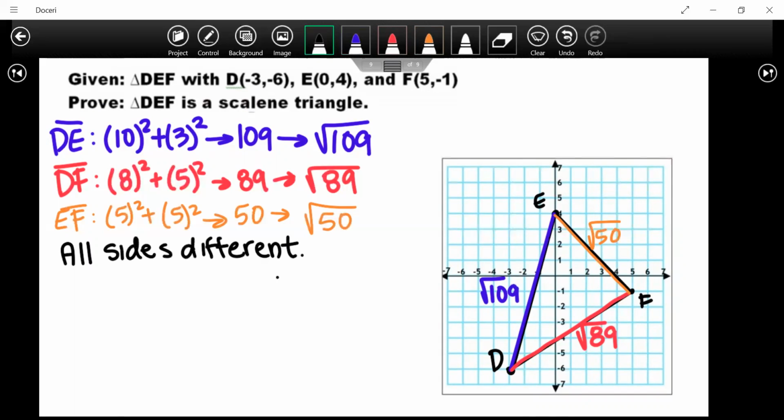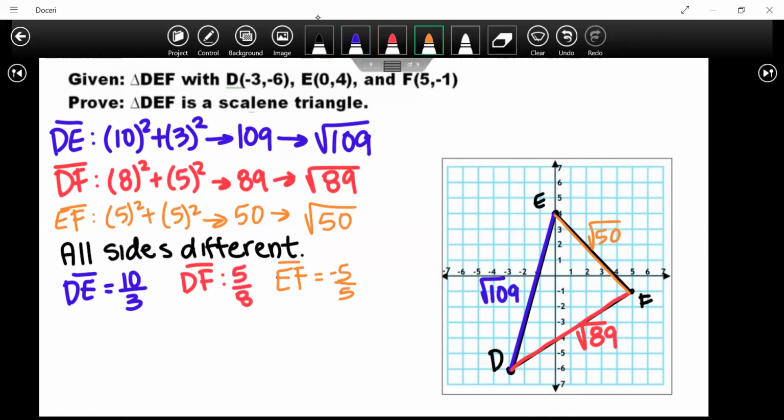Let's look at the slopes now. Slopes are easy. Check it out. How far did I go up? Over how many? So 10 over 3 is going to be my slope for the first one. My DF, how far did I go up? Up 5. How many did I go over? 8. So 5 over 8. And our last one, EF, how far did it go down? 5. So negative 5 over how many? 5. So you can leave it as that.